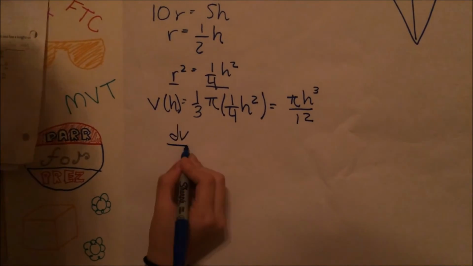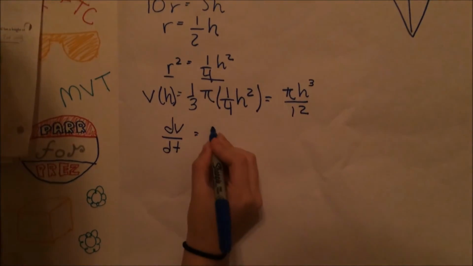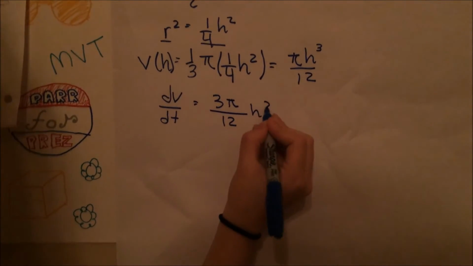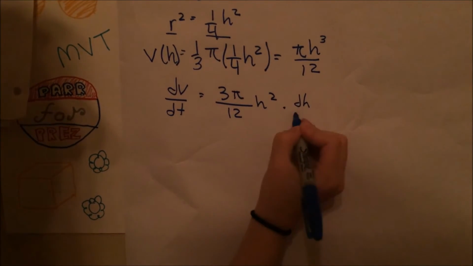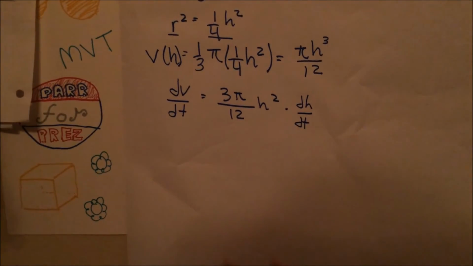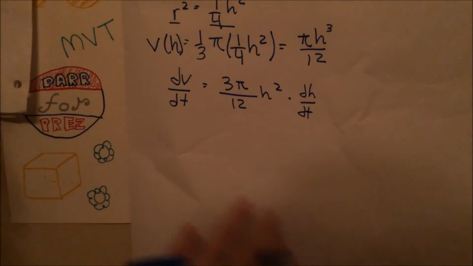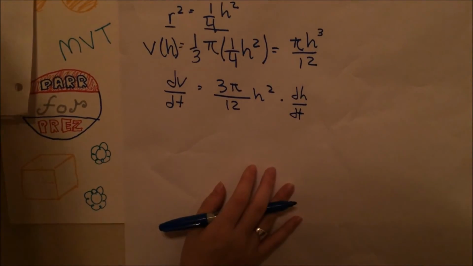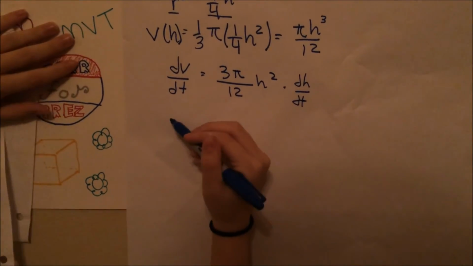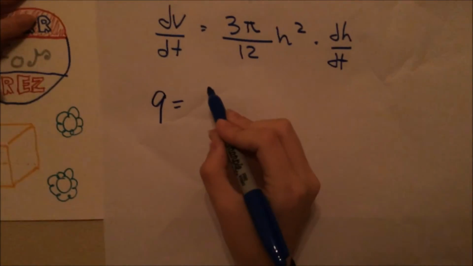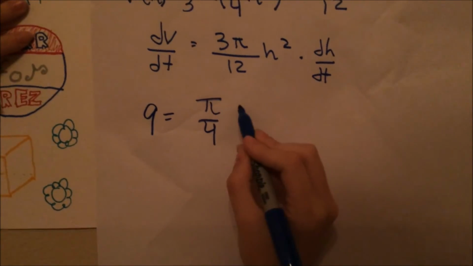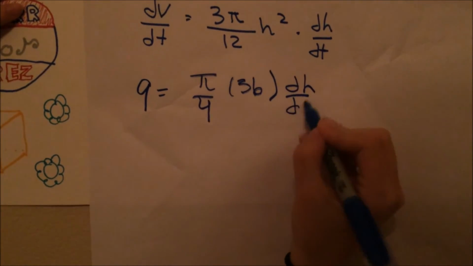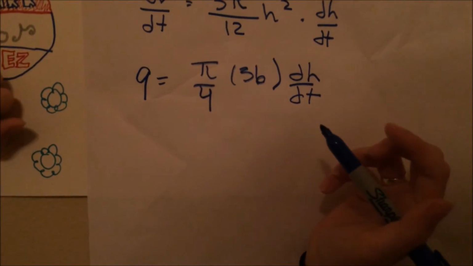So we get dV/dt equals 3 pi over 12 h squared times dh/dt. And it's very important to remember that since you're doing implicit differentiation, you need to take the implicit derivative for each side, no matter what, no matter which variable. Right, so from here, we can get 9 equals pi over 4 times 36 dh/dt when you plug in your givens.